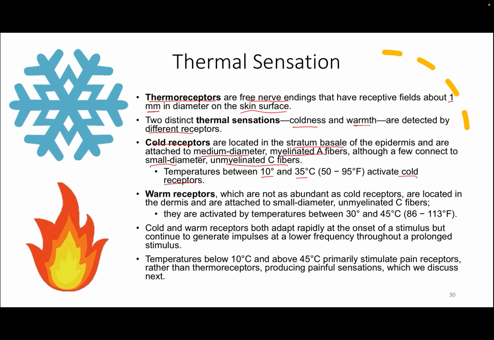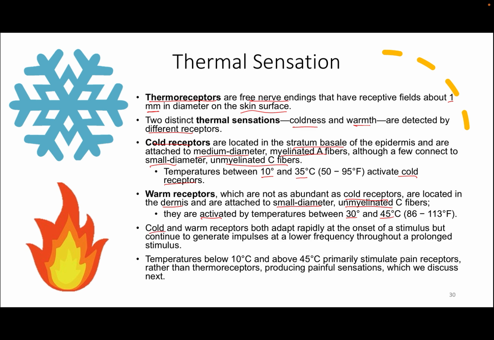Our warm receptors, on the other hand, are not going to be nearly as abundant as cold receptors and are going to be located deeper down. They're going to be found in the dermis and are going to be attached to small diameter unmyelinated C-type fibers. And these are going to be activated by temperatures that are between 30 and 45 degrees Celsius.